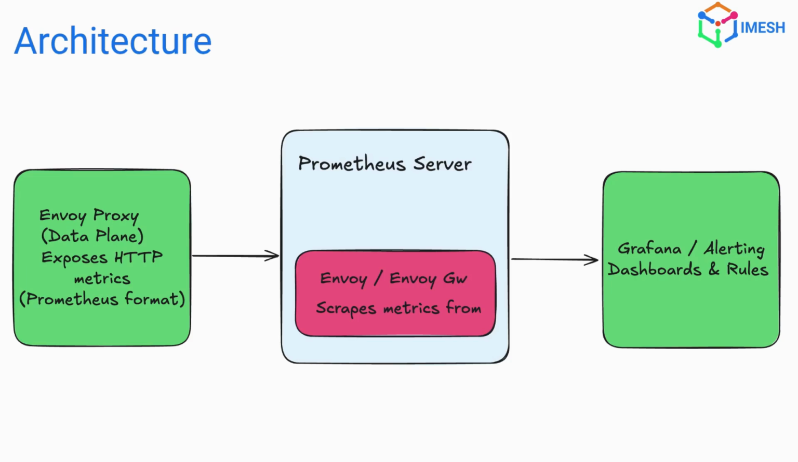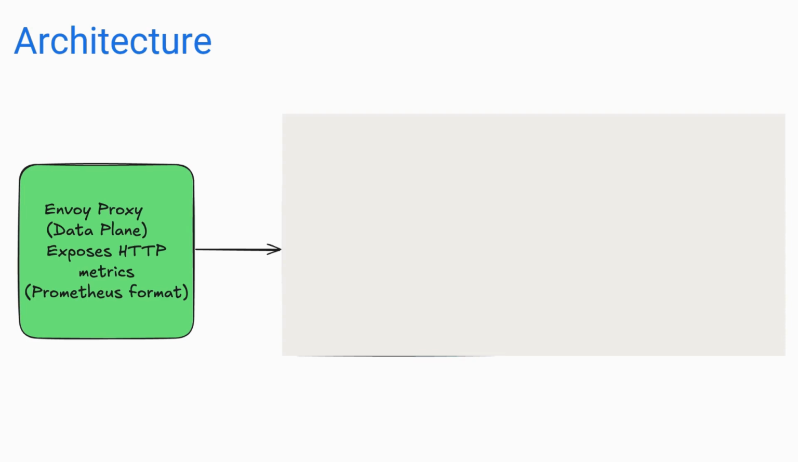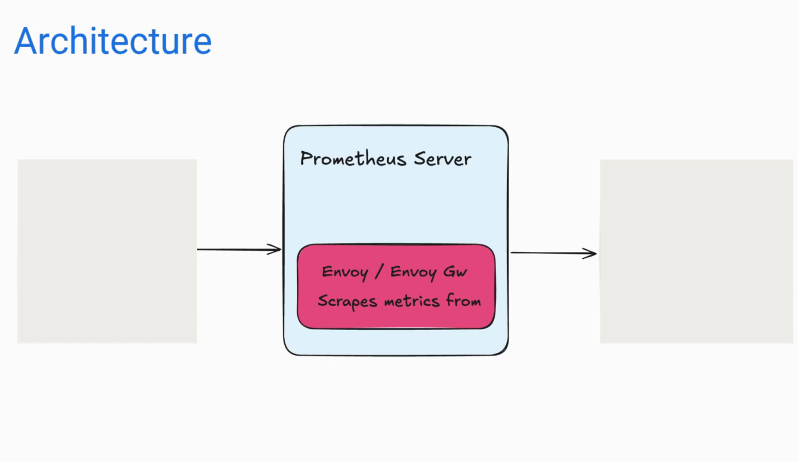Next, let's understand the architecture. Here the diagram shows how metrics are collected and used in an Envoy Gateway setup. First is Envoy Proxy, the data plane. Envoy runs as the proxy side of Envoy Gateway and serves HTTP traffic. It exposes a metrics endpoint in Prometheus format, emitting metrics like request count, latency, and error rates for each API route.